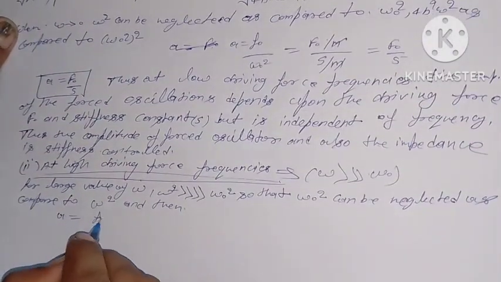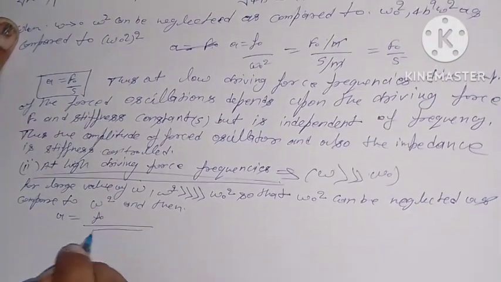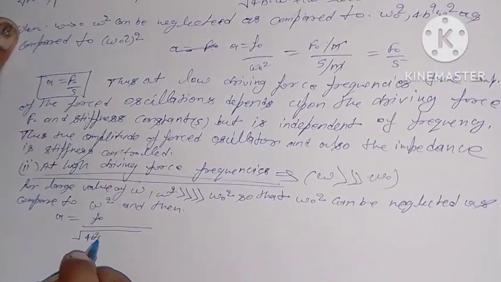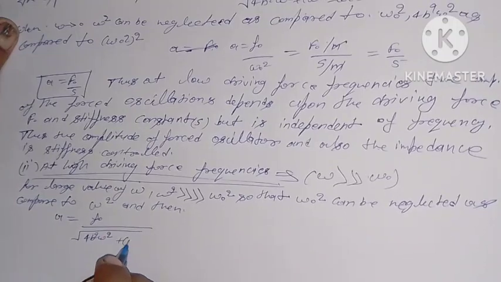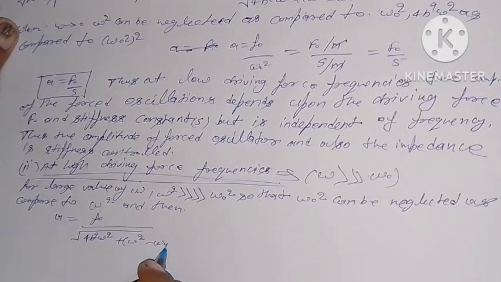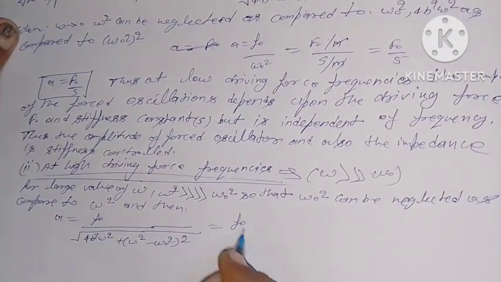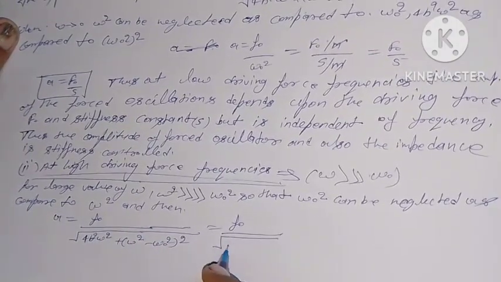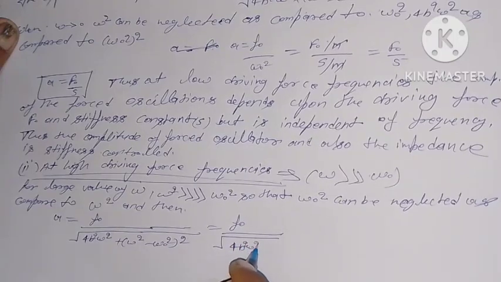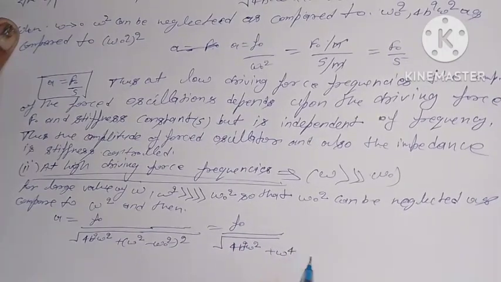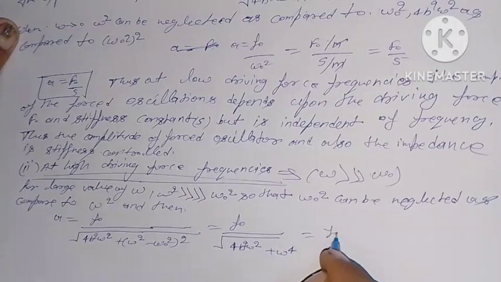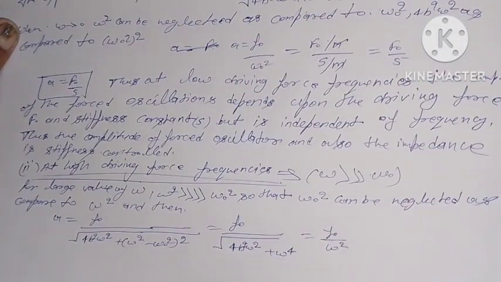and then A equal to F naught upon under root of 4b square omega square plus omega square minus omega naught square whole square, that is F naught upon under root of 4b square omega square plus omega to the power 4, equal to F naught upon omega square.